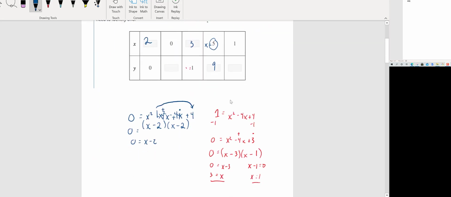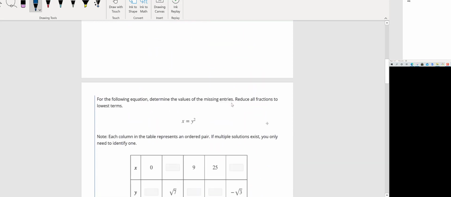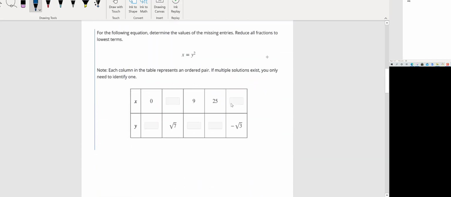Next example, similar process. I would encourage you to try a few of these on your own. The ones I'm going to do in about 10 seconds are these three that I've circled. So I encourage you to pause and try this on your own, and I'll start going over it in a couple of seconds.